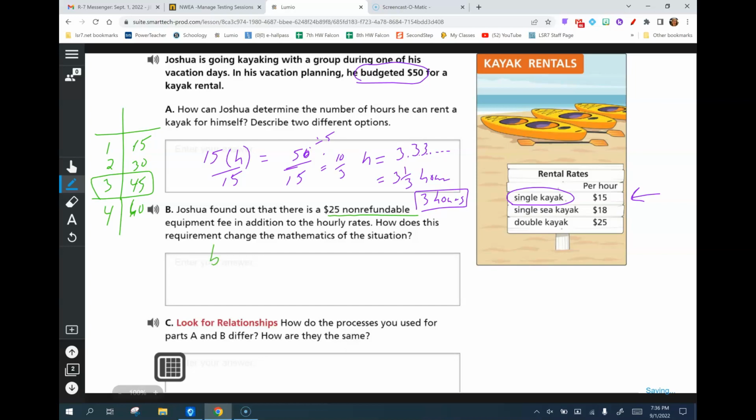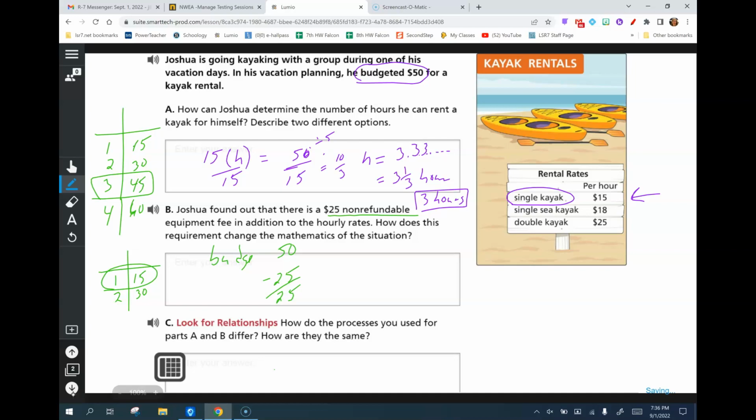Okay, so our total budget is $50. We're going to have to automatically take off $25, so we only have $25 now in order to figure out how much we can spend. So if I go back to the table method, I can say, hey, 1 hour is 15, 2 hours is 30. I am totally limited to 1 hour.